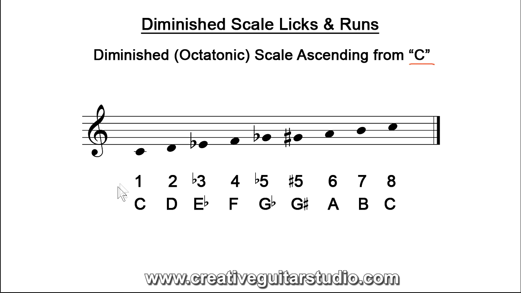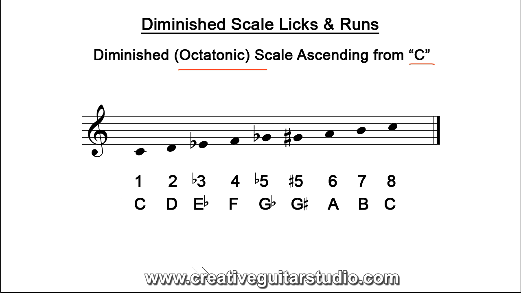So getting started here, you can see on the music staff, I've set everything up going from the diminished scale across using C tonic, and then you can see we're up a whole step here, then a half step to an E flat, up another whole step to F, and then a half step to G flat, whole step to G sharp, and then a half step to A, whole step to B, and then half step relating back to the octave here.